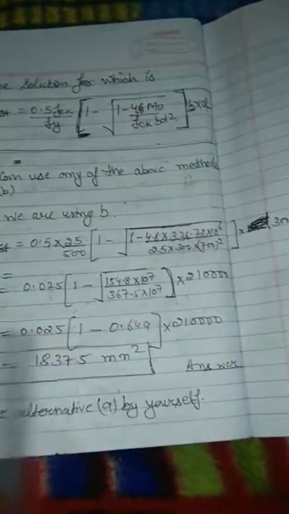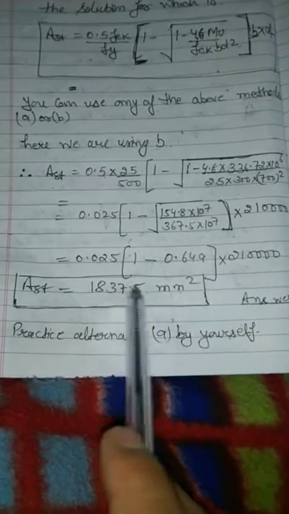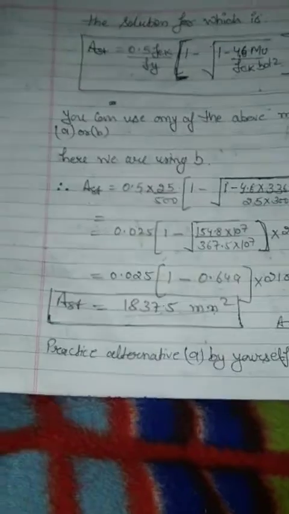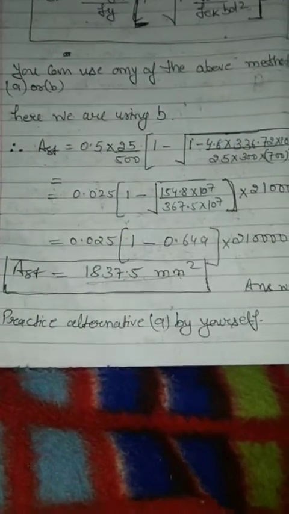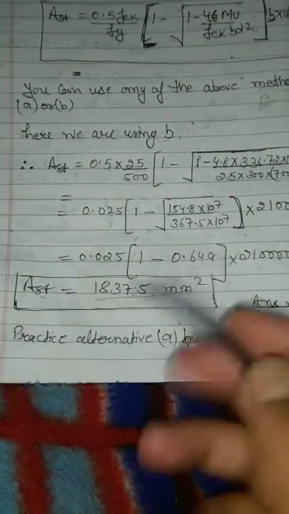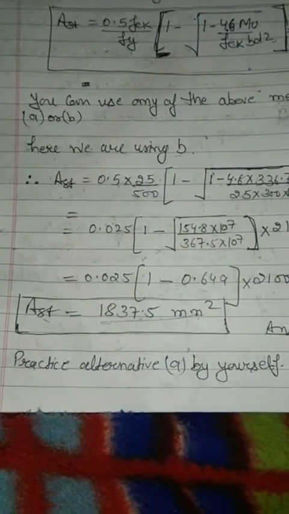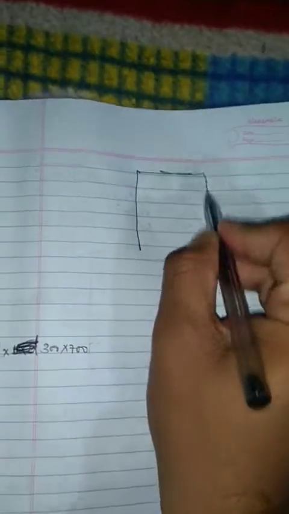When you solve this, you will get Ast as 1837.5 mm square. This was the value we were asked to calculate in the numerical problem. Or you can also calculate the value of this Ast by the alternative way that I have already discussed with you.